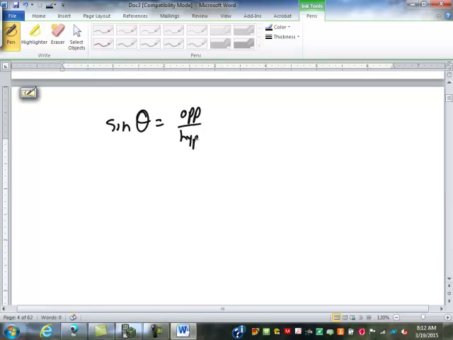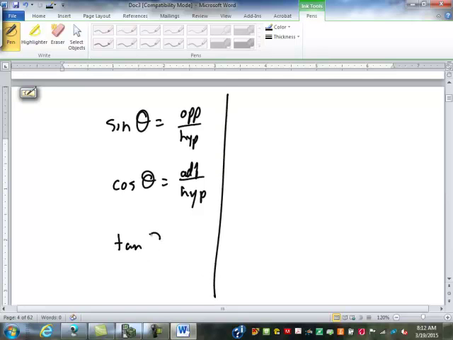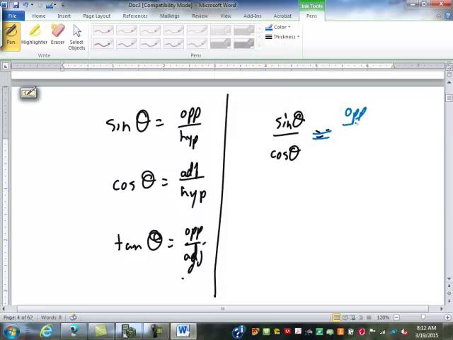In our little formulas, we said the sine of an angle is the opposite side over the hypotenuse. The cosine of an angle is the adjacent side over the hypotenuse. We said the tangent of an angle was opposite over adjacent. What if we were to take the sine of an angle divided by the cosine of that angle? Well, looking at the terms of the sides, this is opposite over hypotenuse. That's the sine. The cosine is adjacent over hypotenuse.